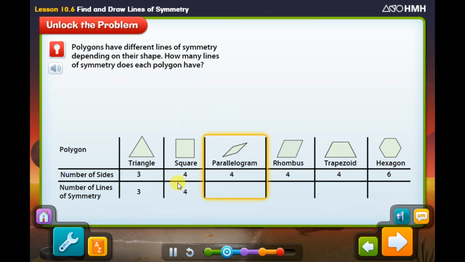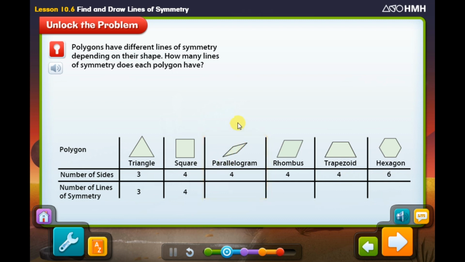Now, let's look at the parallelogram. And by the way, the square here is a regular shape. Let's check the parallelogram. A parallelogram is an irregular shape. Why? Because maybe its sides are equal, but its angles are not equal. So let's check out how many lines of symmetry we have.